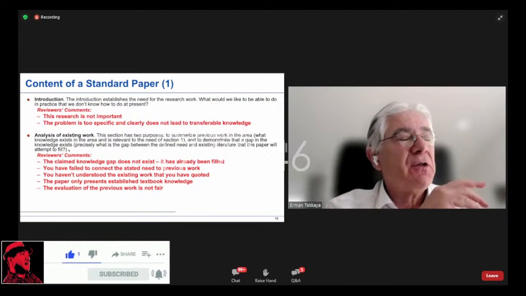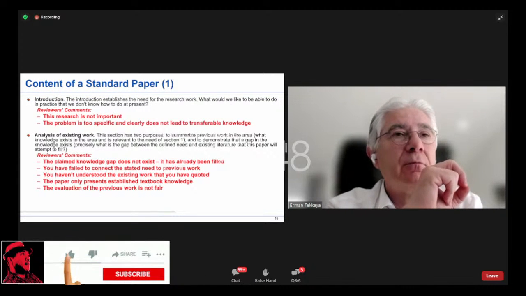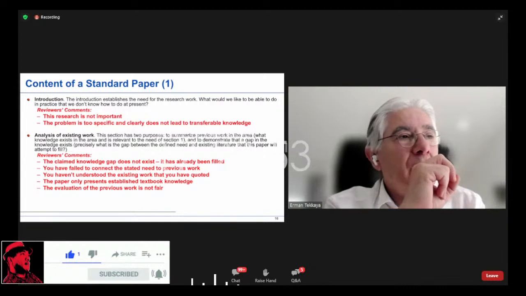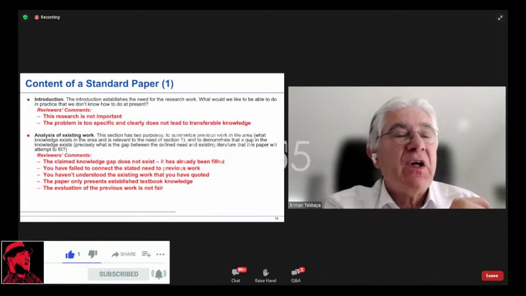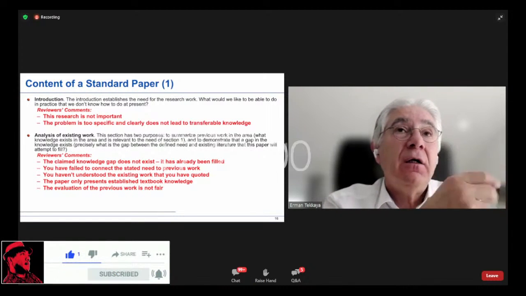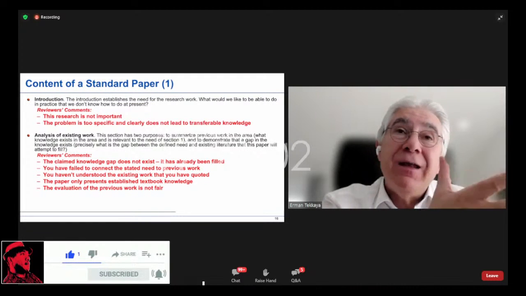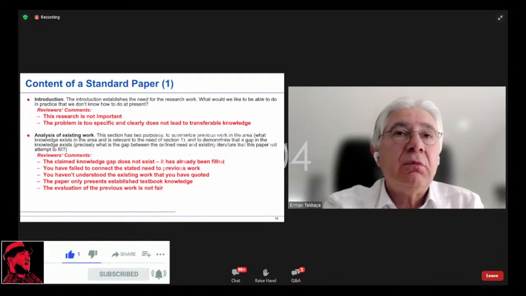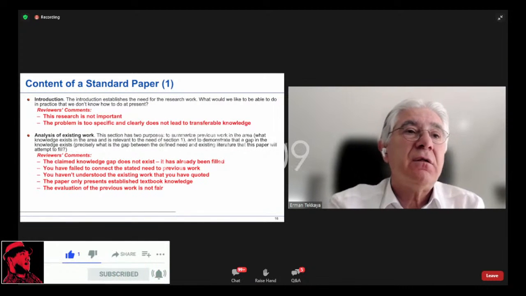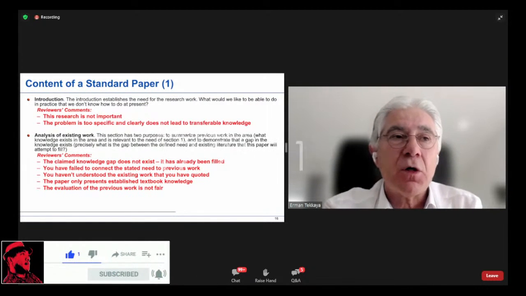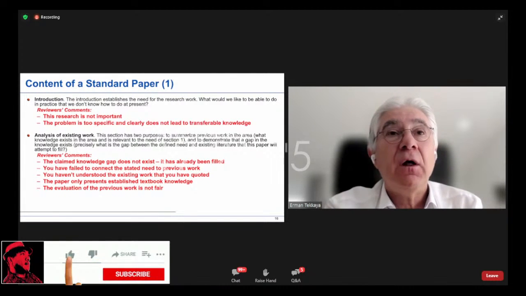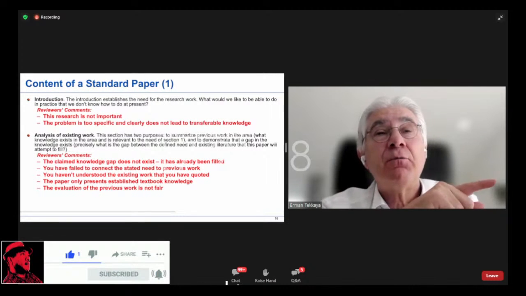Then the second part comes, analysis of existing work. That's your literature survey. Here, the reviewer may comment, the claimed knowledge gap does not exist. So you are looking for a gap so that you can justify the research. And if you cannot find that gap, your paper is going to be rejected. You have failed to connect the stated need to the previous work. You haven't understood the existing work that you have quoted. That's a very critical point.